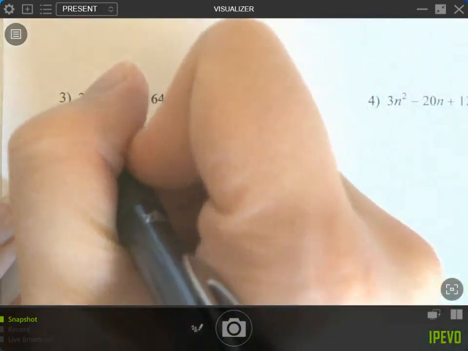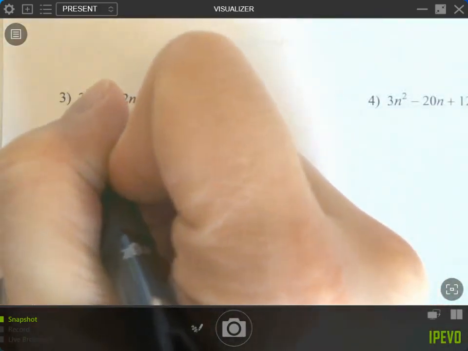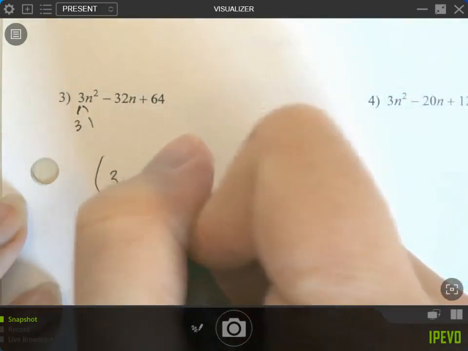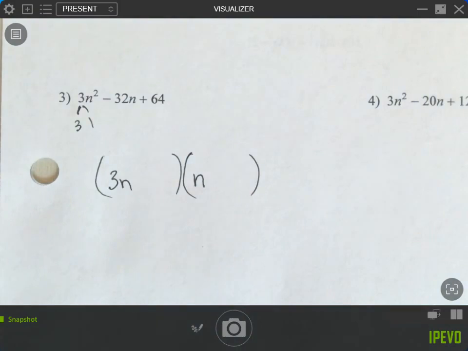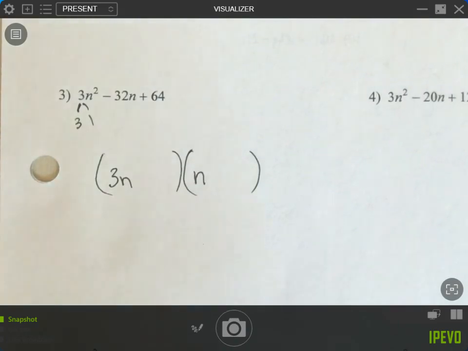I know that the only options for the 3 are what? 3 and 1. So 3n and 1n. Now, I need to pick some options. It's weird. I had all these pencils here, and now I'm down to 1. Isn't that odd how that happens? Wait, does it matter if 3n goes in the first parenthesis? It does not matter where the 3n goes, as long as you have it.